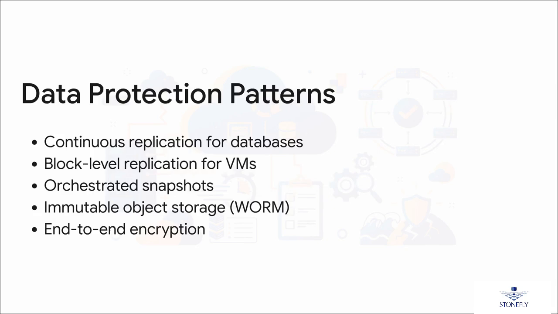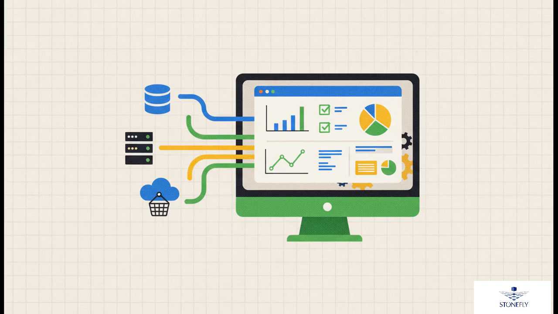That means things like continuous replication for databases where you can't lose a single transaction. It means efficient block-level replication for your VMs to save bandwidth. And of course, you're wrapping everything in security with immutable storage to fight ransomware, and end-to-end encryption to protect data everywhere it lives.